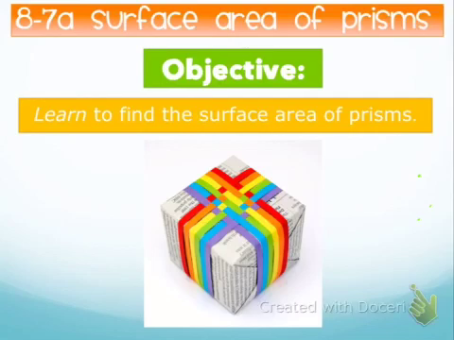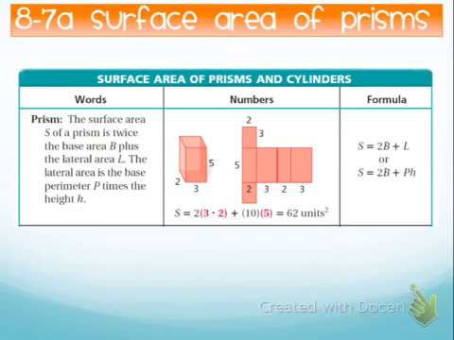So like if you were trying to wrap a gift, which is why we have a gift right here, or if you were trying to paint something, this is why you would use surface area. So today you're going to start learning how to find the surface area, and we're going to start with prisms. So for a prism, to find the surface area, you're going to basically find the area of each individual shape, and you're going to end up adding them all together.